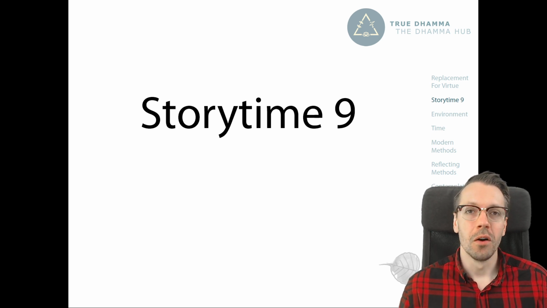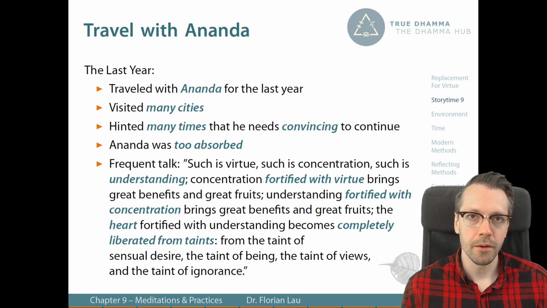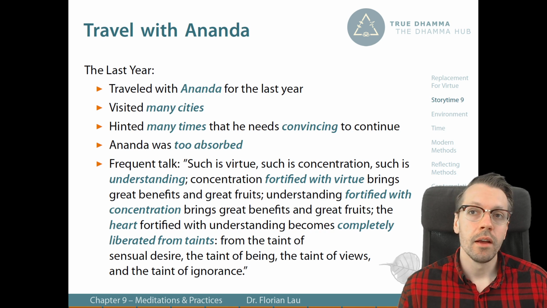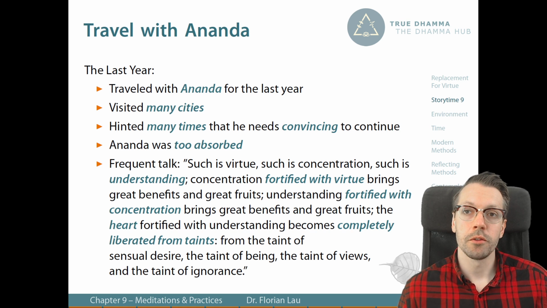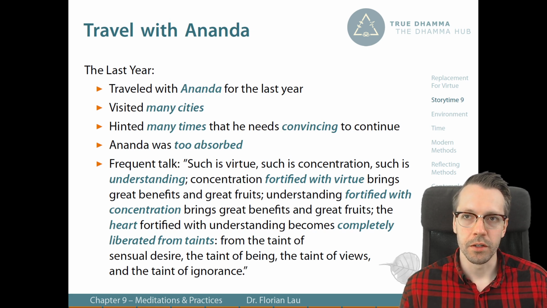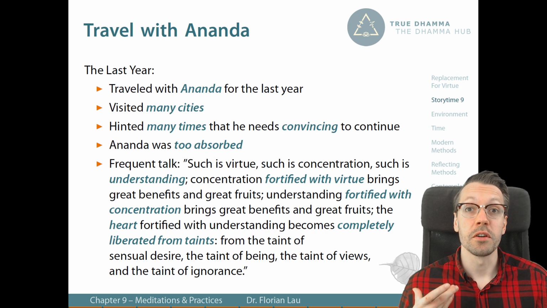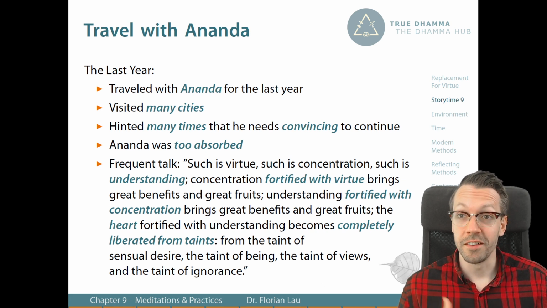Okay, but now that we have a general idea and a word of warning and a small disclaimer, let's put it like that, on virtue and on methods, we come to a short story time, namely story time number 9, where we talk about the travel with Ananda and the last year in the life of the Buddha. And as the title said, the Buddha did pretty much nothing else but travel with Ananda from location to location, from city to city, to give certain talks. And during that time, the Buddha mainly gave one talk that he repeated over and over again to new practitioners. And he hinted many times that he was about to decide to attain final Nibbana, that he relinquished the life principle, and he needed convincing to continue.